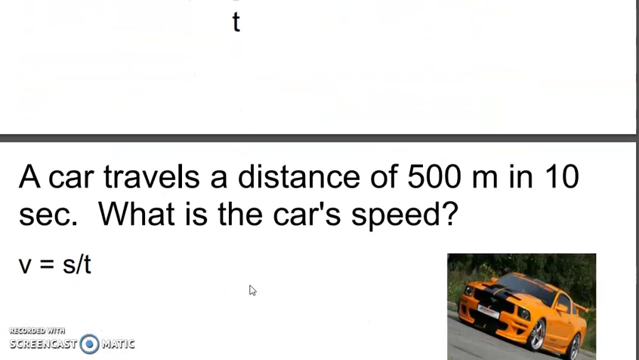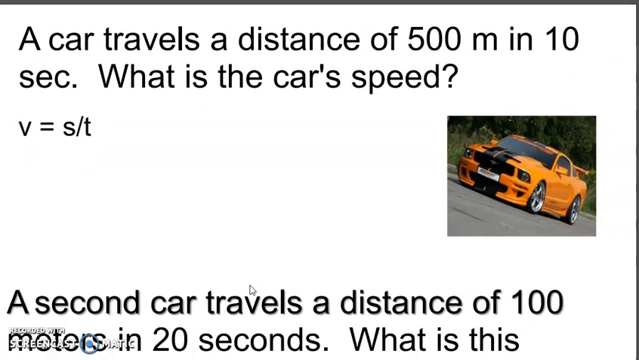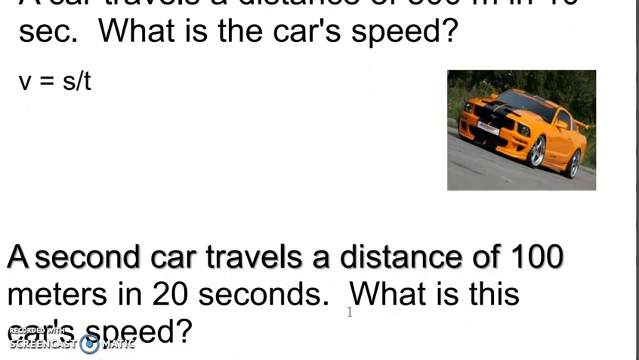So a car travels a distance of 500 meters in 10 seconds. What is the car's speed? V is equivalent to S over T. V stands for speed, S is for the distance, and T is for the time. Okay, so a second car travels a distance of 100 meters in 20 seconds. What is the car's speed?